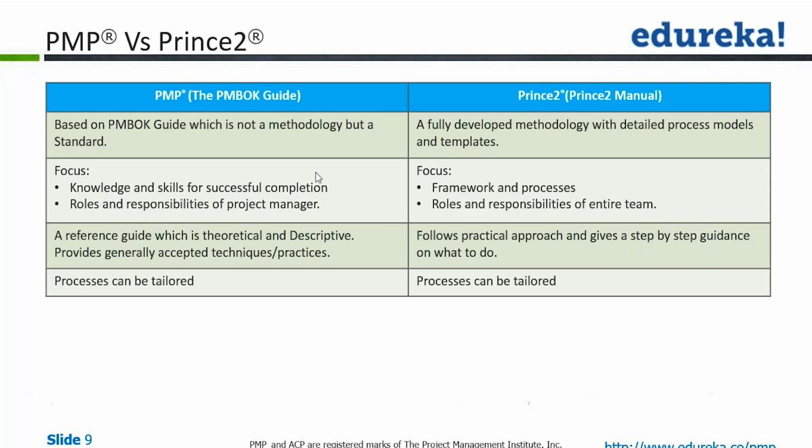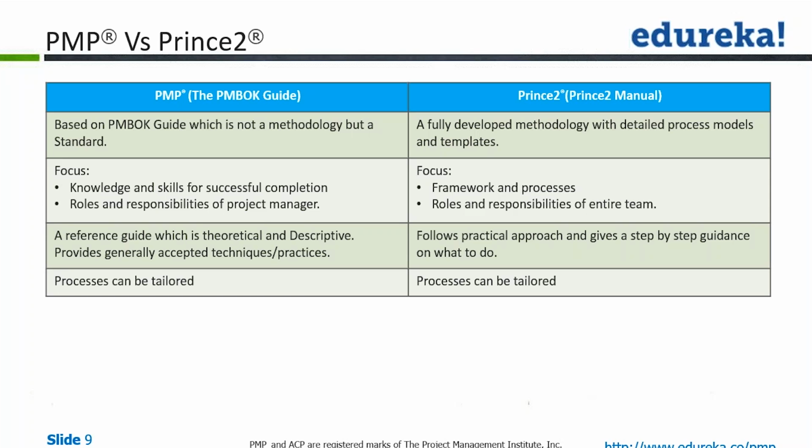Absolutely correct, and that is where I was about to come to. PMP focuses on the knowledge and skills of the project manager. It targets only the project manager, whereas Prince2 is for the team. Prince2 emphasizes what each team member should or must do in certain situations. What are the processes? What are the roles and responsibilities of each and every team member there? So that is very important.